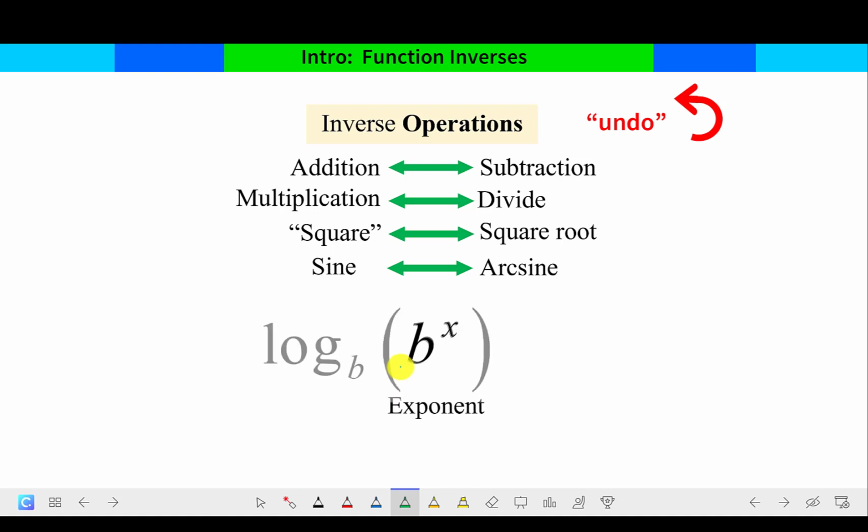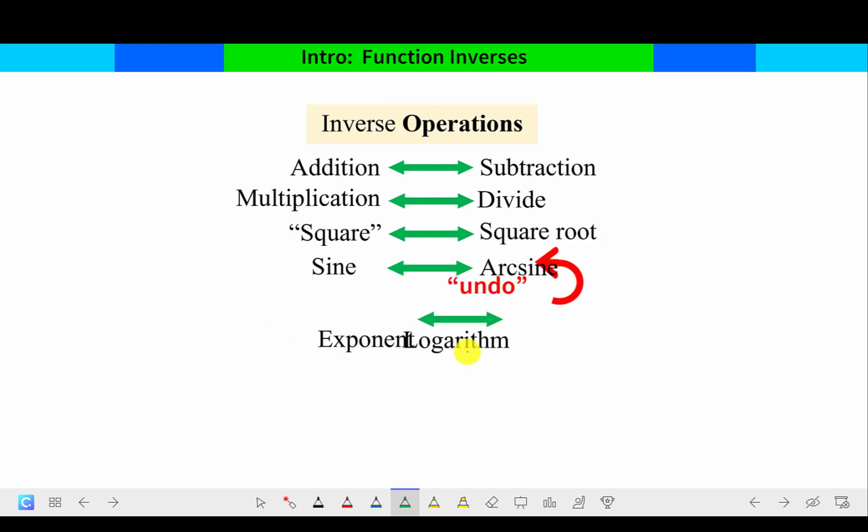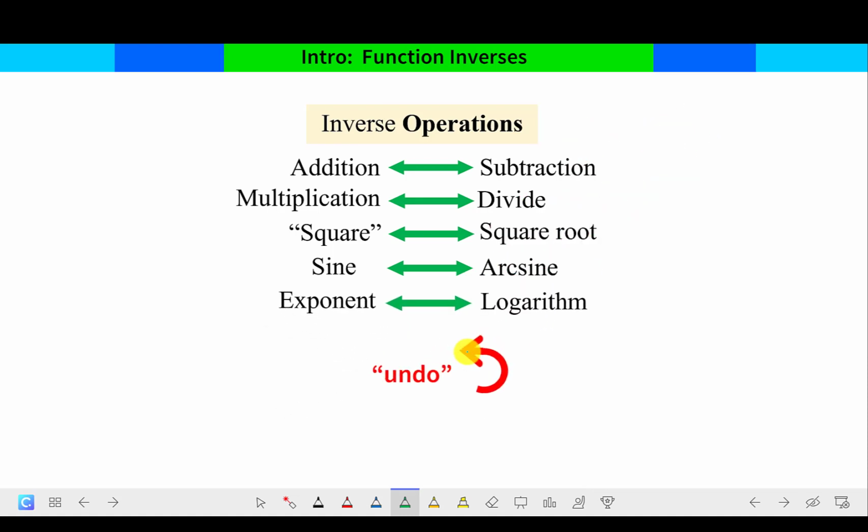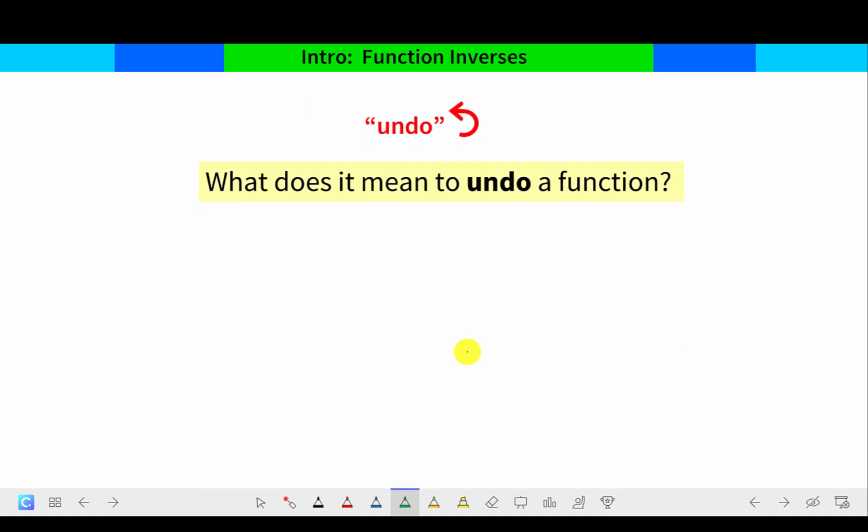And that's something we're going to learn in this chapter, logarithms. So this logarithm will undo this. You apply the logarithm to this exponent, and that's going to give you back your x. That's not what this video is about, but that's coming up really soon. So when we start talking about inverse operations, what does it mean to undo a function? Let's just talk about what the inverse does and what it is and how to recognize it.